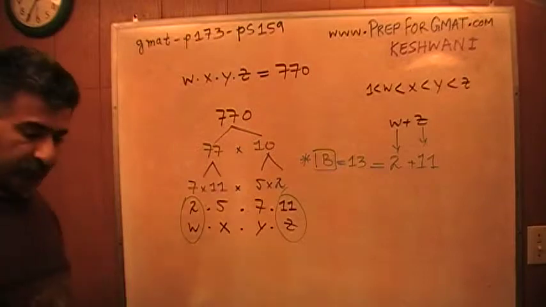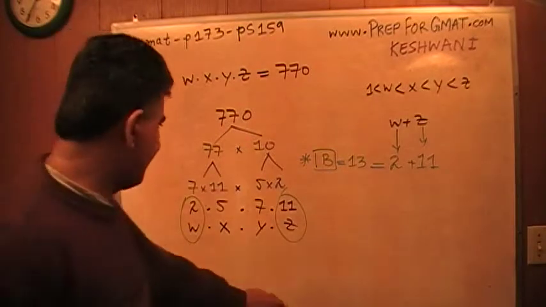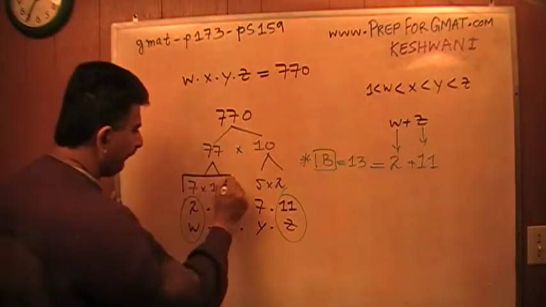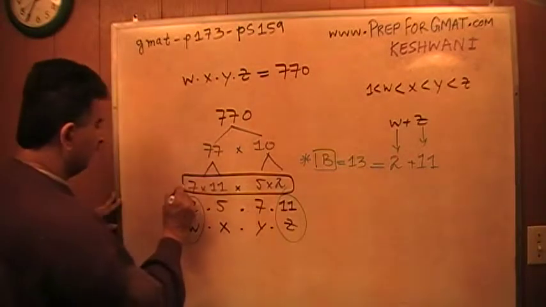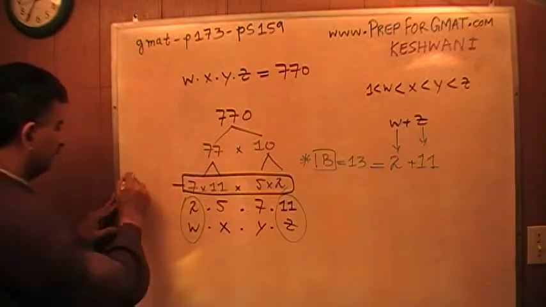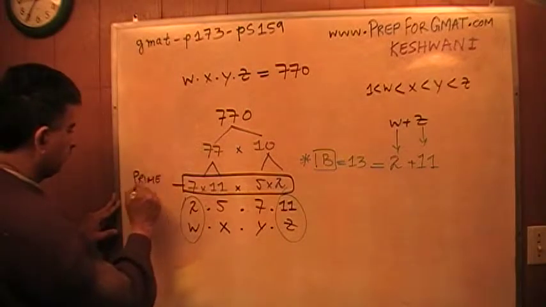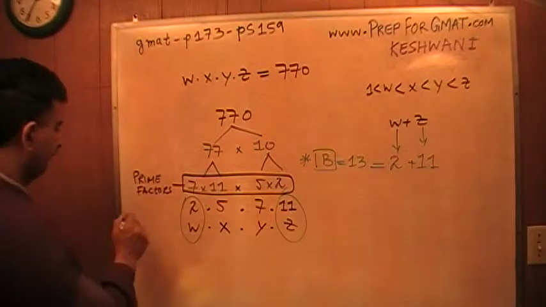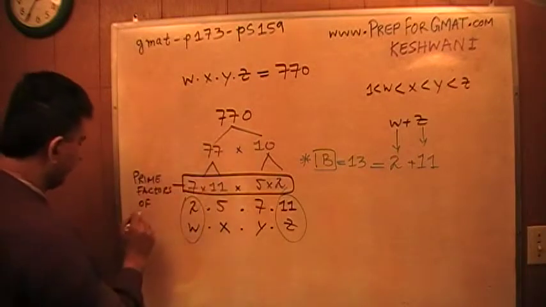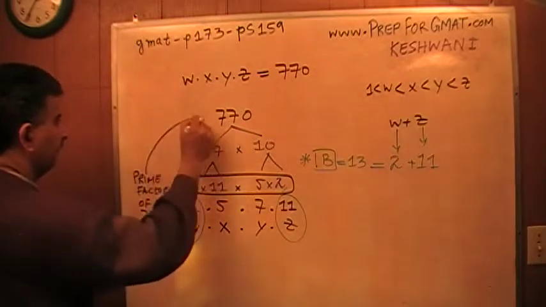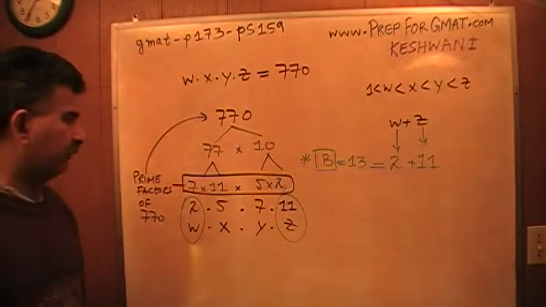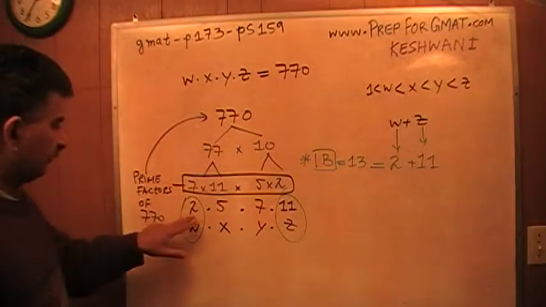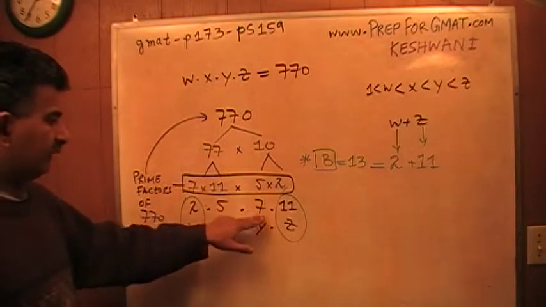For those of you who are familiar with the terminology, what we have found here has a name. What we have found are the prime factors of 770. They did not say that, but that's what they were looking for. You find the prime factors. Why are they called prime factors? Because they are all prime numbers. 2 is a prime number, so is 5, so is 7, so is 11.